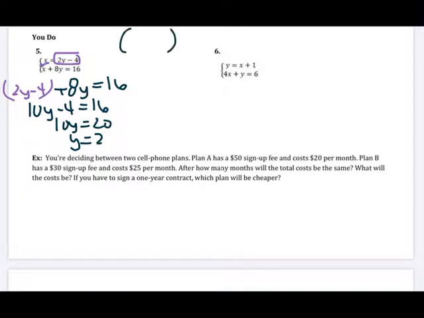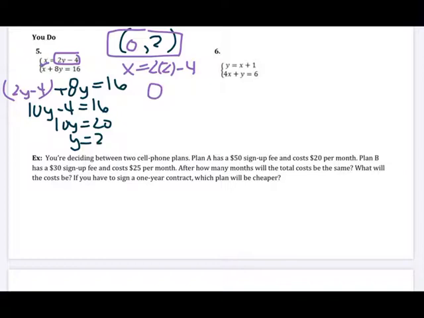Remember, your answer is an ordered pair, so you just found half of your answer. Now we need to substitute that back in. X is equal to 2 times y, which we just figured out is 2, minus 4. That's 4 minus 4, so x is going to be equal to 0. So our solution, where these 2 lines cross, is the point (0, 2). Do the same thing on number 6.